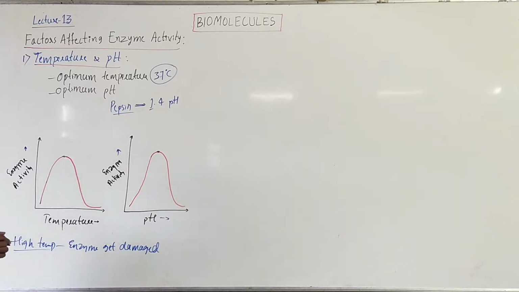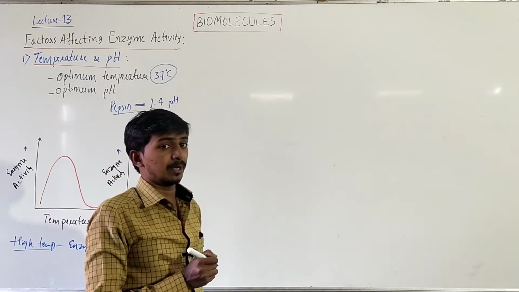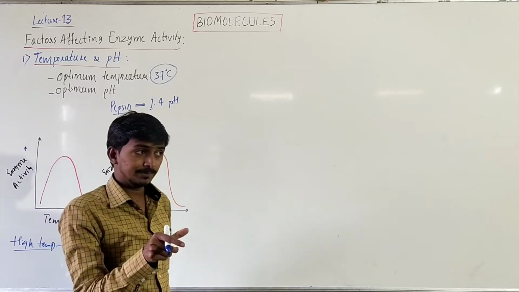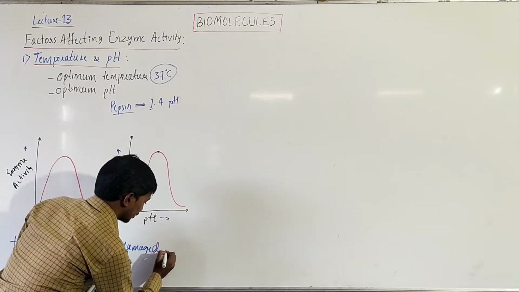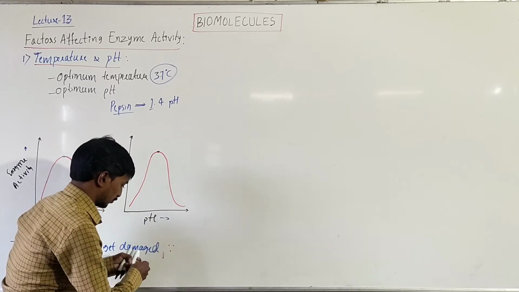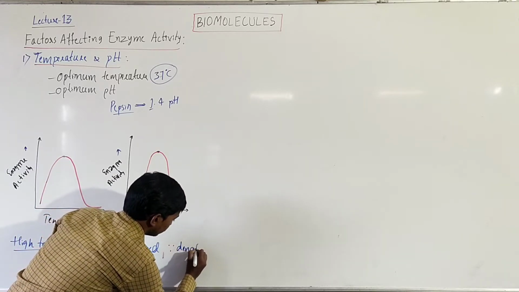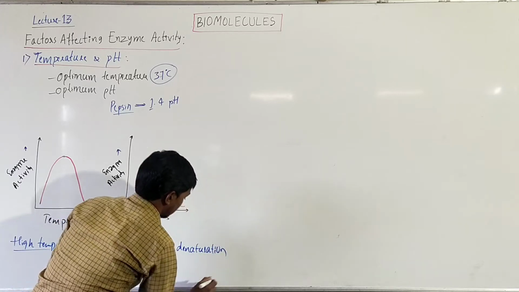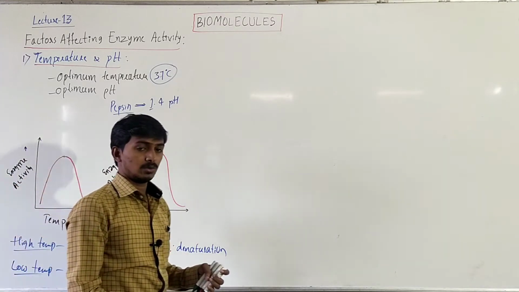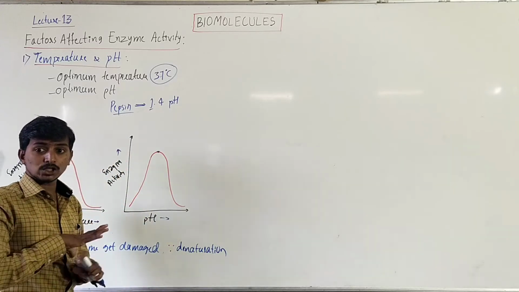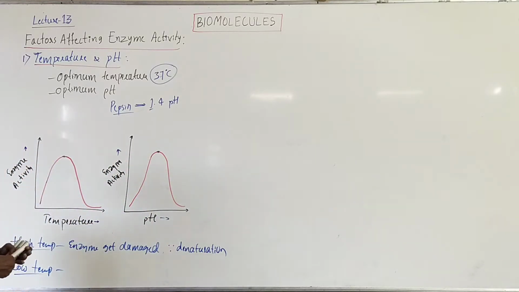Just because the enzyme is made of protein, made up of amino acids combined by peptide bonds. So at high temperature, the peptide bonds will be broken down, so that denaturation occurs. Okay, but at low temperature, what happens? At low temperature, the enzyme becomes inactive. The enzyme will not be destroyed, but it becomes inactive.